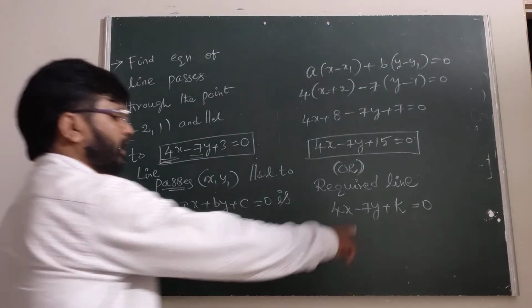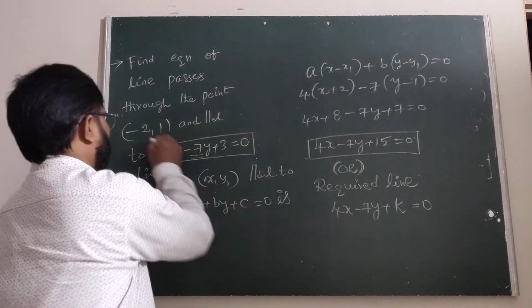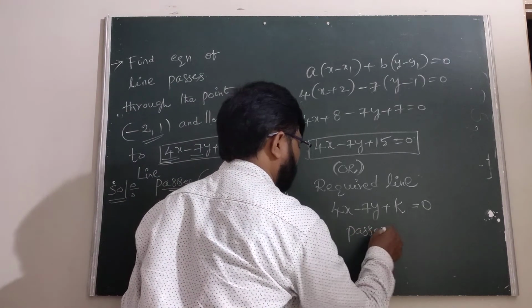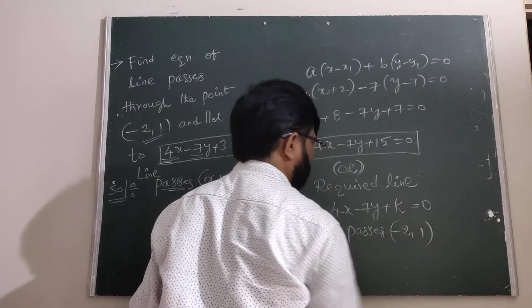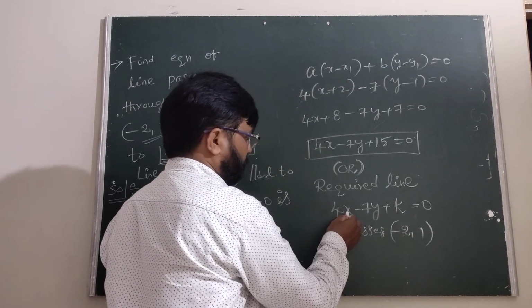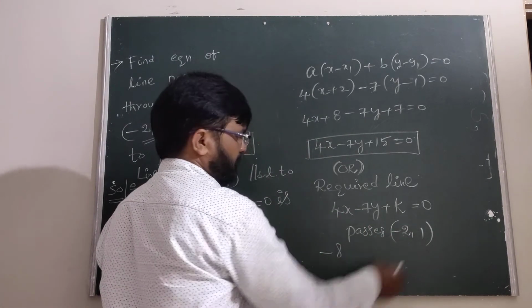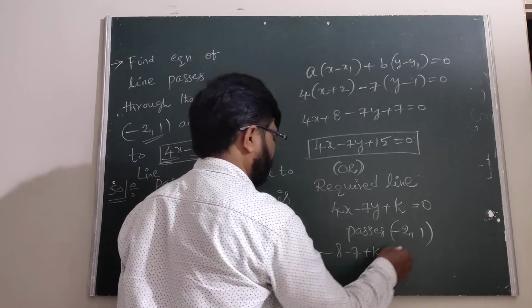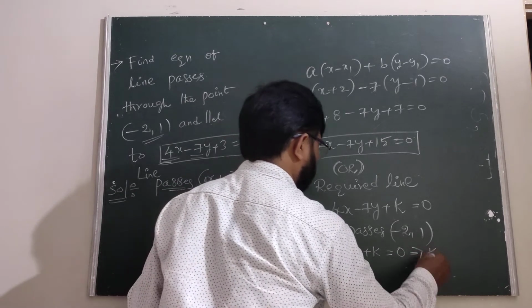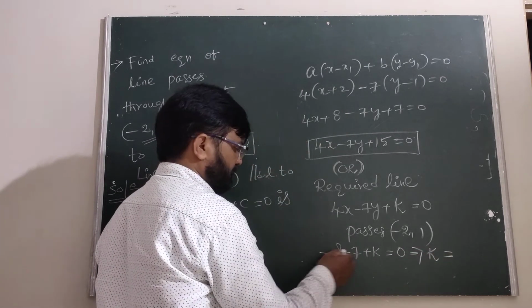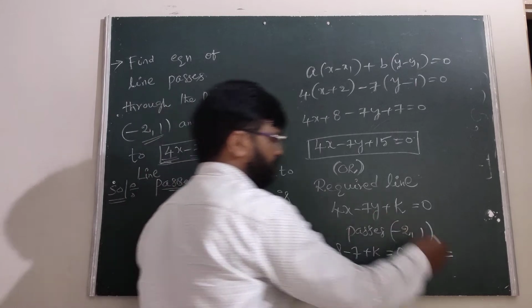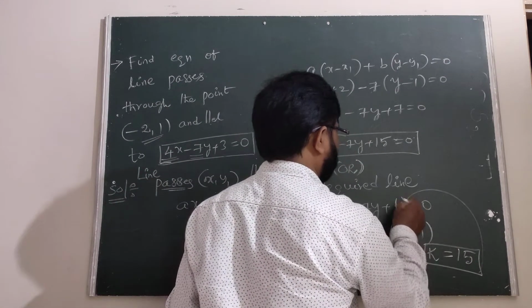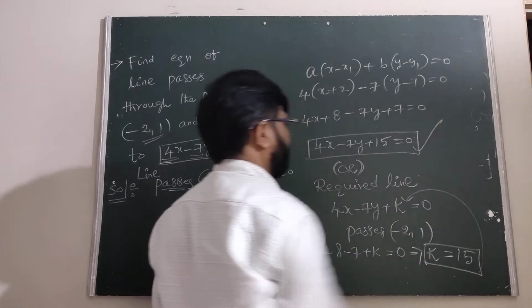Now the required line is passing through the point (−2, 1). Substituting x = −2, that is −8, and substituting y = 1, this is −7, plus k equal to 0. So k equals −8 − 7, that is −15, sending to the other side, plus 15. Therefore, substituting the k value, this is our required straight line.